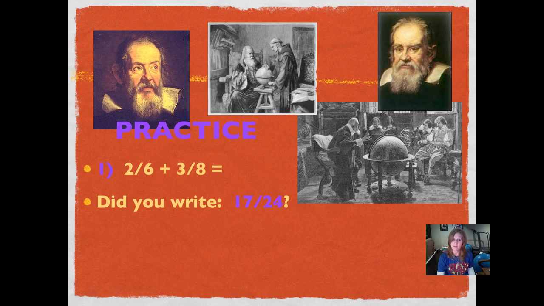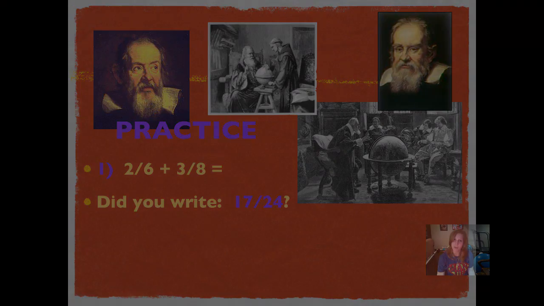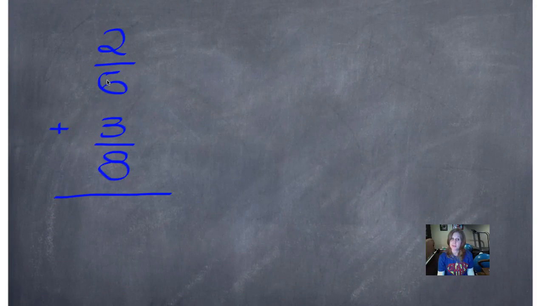Did you write 17/24? Let's see how we did that. So I have 2/6 plus 3/8 written vertically. And I can see that my denominators are different, so I'm going to find the LCM or the LCD by making a cake. So I'll put both the 6 and the 8 in the bottom of my cake.